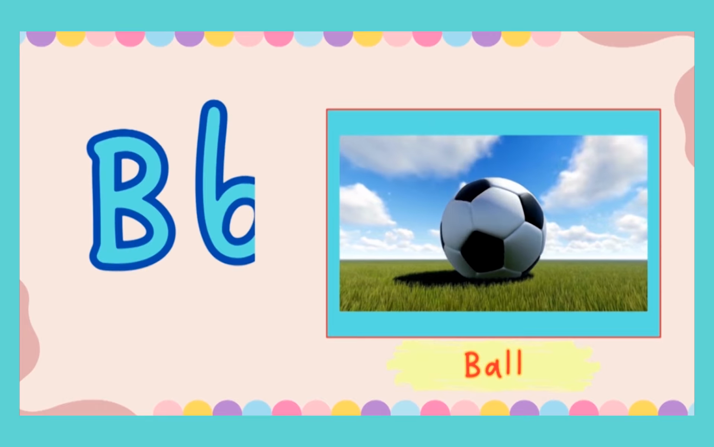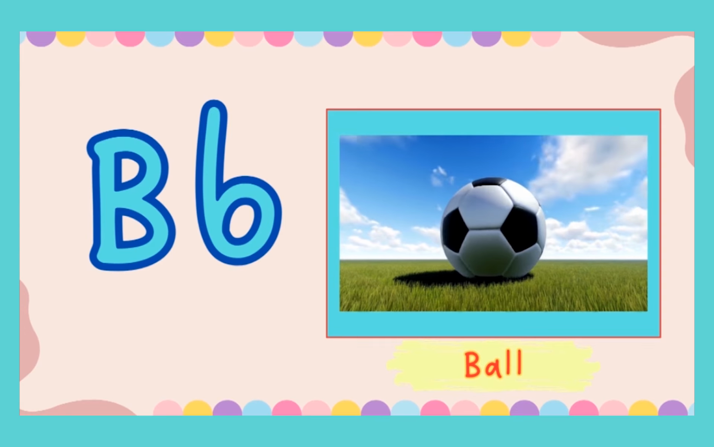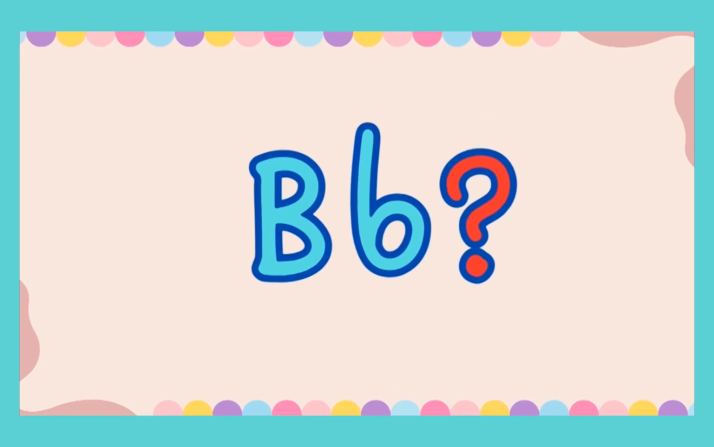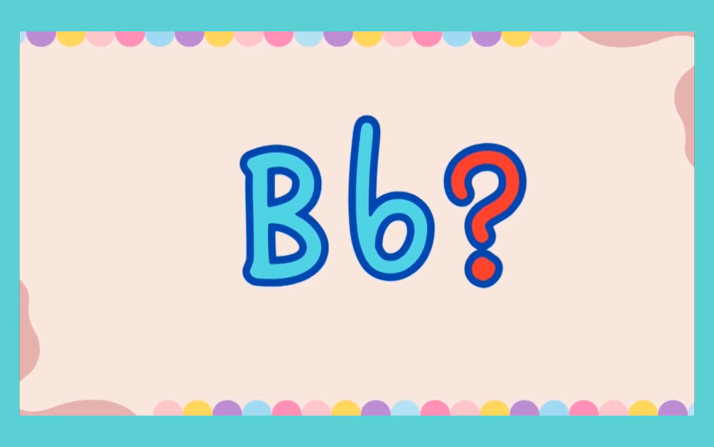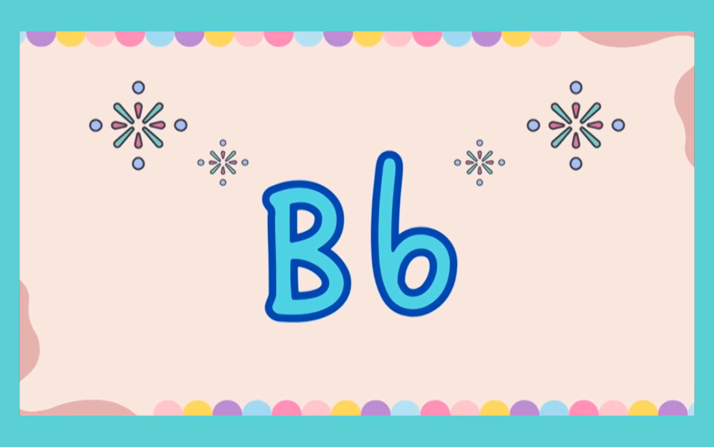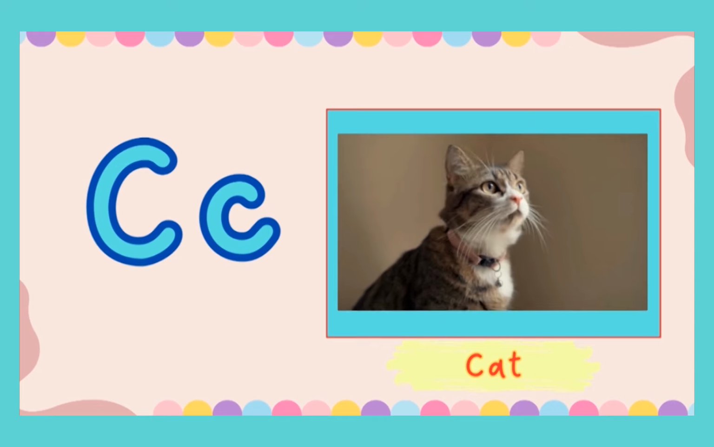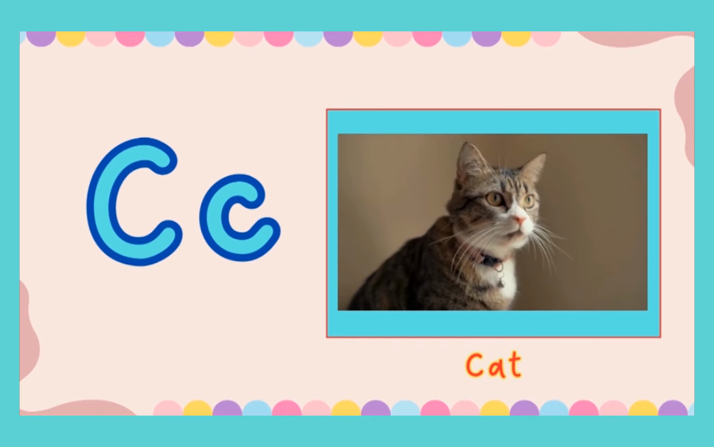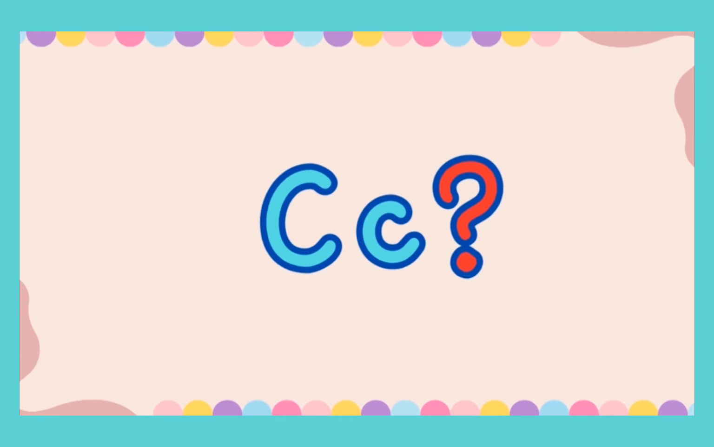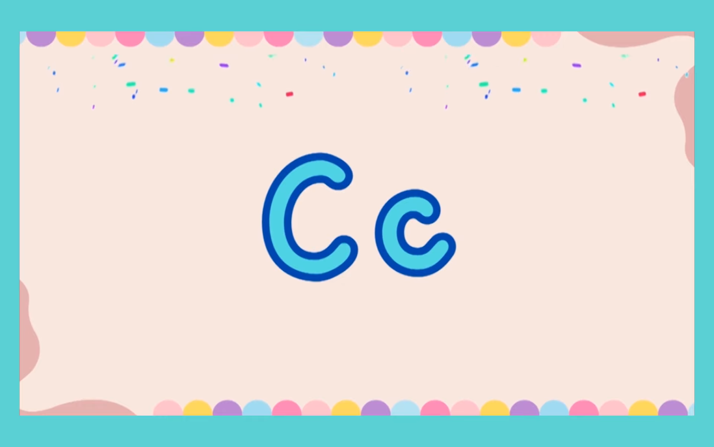This is letter B. B is for ball. What letter is this? B, very good. This is letter C, and C is for cat. What letter is this? C, very good.